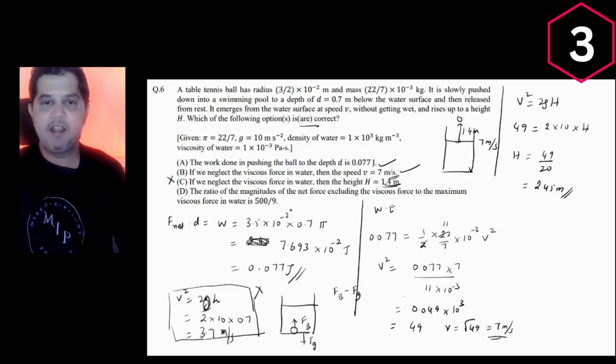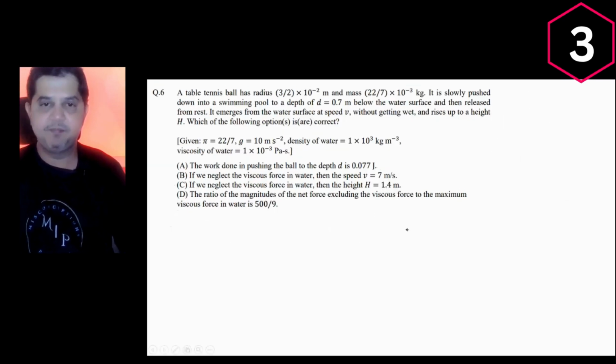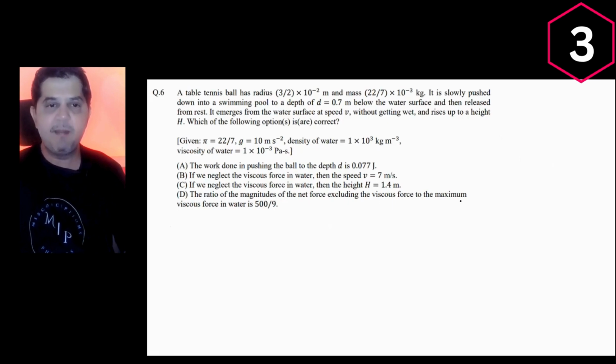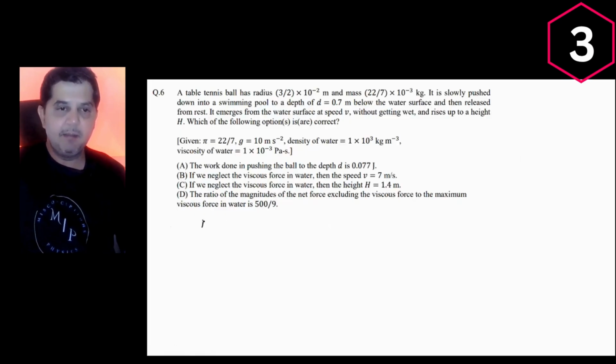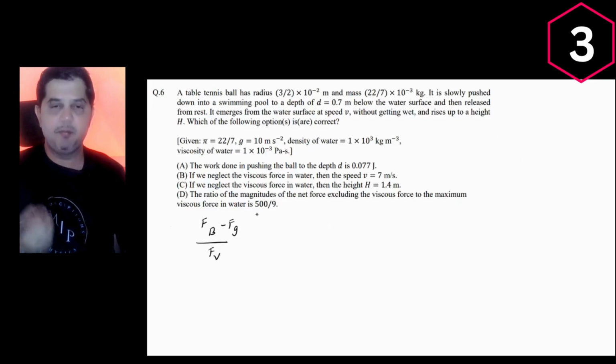The ratio of the magnitudes of the net force, let me take up a new slide. The ratio of the magnitudes of the net force excluding the viscous force to the maximum force is 500 by 9. Now how do you do this? This is nothing but FB minus FG, the net force acting on the ball, divided by the viscous force. This is what he's been asking, and he says this should be equal to 500 by 9. We need to prove or disprove.